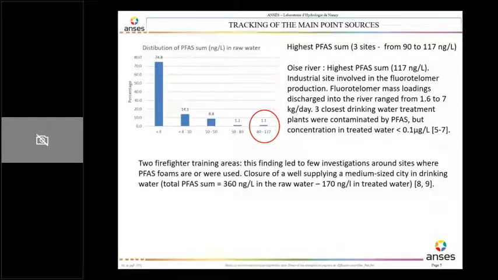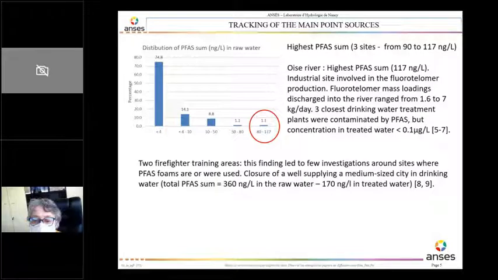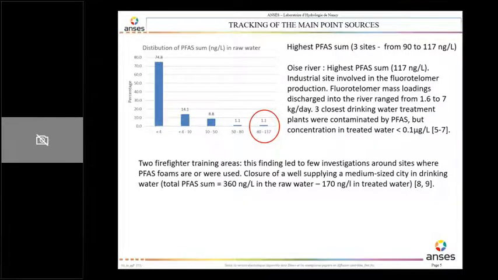This experience and publications on this issue drew our attention, and we located the main firefighter training center in France. And after investigation, a well, not included in the national screening study, providing drinking water to a medium-sized city had to be closed.